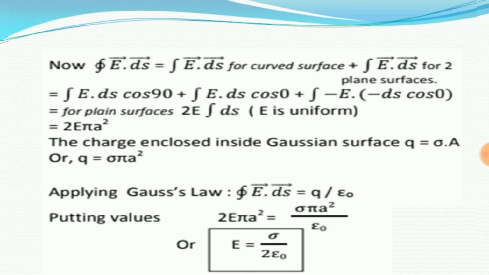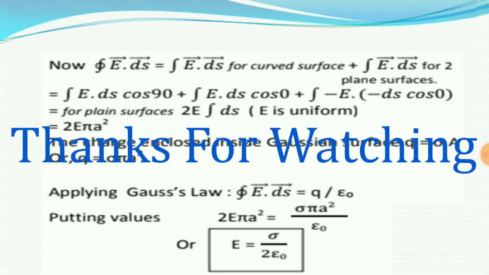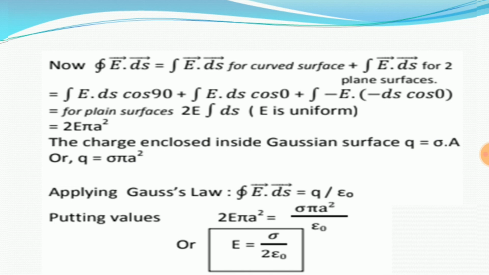The charge enclosed inside the Gaussian surface Q is equal to sigma pi a square, where a is the radius and sigma is the charge density. Applying Gauss law, closed integral vector E dot ds vector is equal to Q upon epsilon naught. So with these values we get 2E pi a square is equal to sigma pi a square upon epsilon naught. So the formula for electric field is E is equal to sigma upon 2 epsilon naught, and this is the formula for electric field. Thank you.